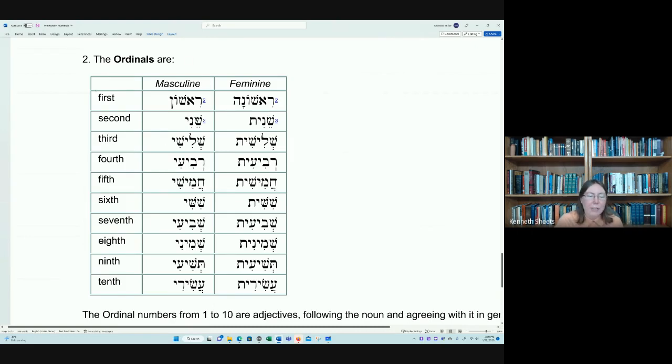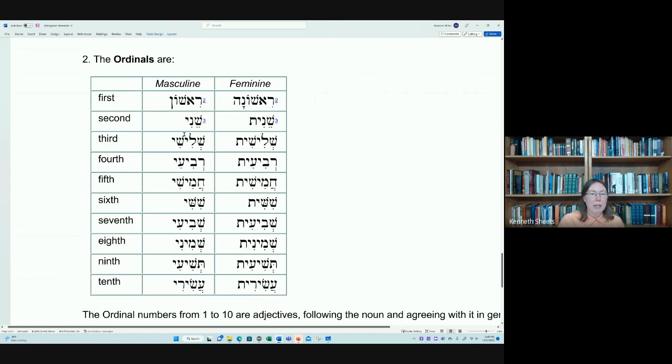And so notice here, in essence, what they've done, and we'll see this as we go through, they've taken the names of the numbers and they've added an i to them. The exception being the first one here, rishon, which takes that idea of head, rosh, and thus makes it the first in the sequence. So this would be the head of the sequence, if you will. So rishon, first. If it's modifying a feminine noun, then we would have rishonah.